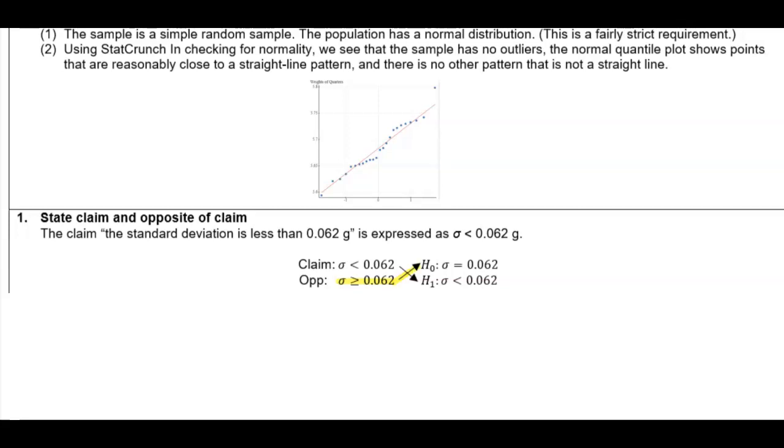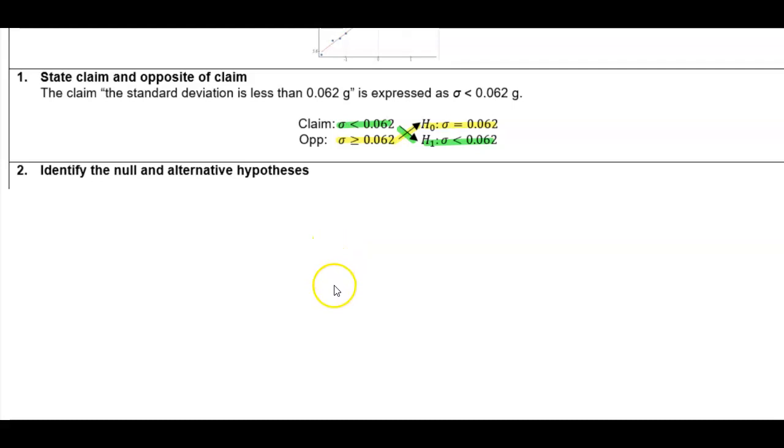And that tells us that the null hypothesis is going to have the equal sign. Therefore, the claim, which has the less than sign, is going to be in our alternative hypothesis. So we can now identify the null and the alternative hypothesis. The null hypothesis is that the population standard deviation is equal to 0.062, and the alternative hypothesis is that the population standard deviation is less than 0.062.